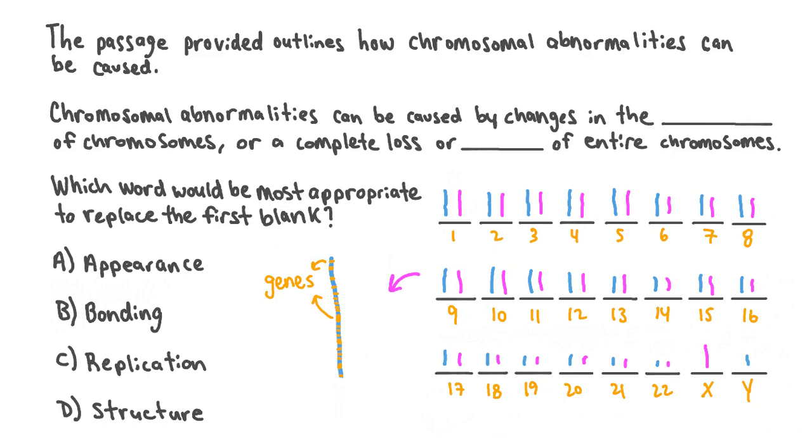If we take a closer look at one of these chromosomes, we can see that there are many genes within it. These genes are needed for the cell and for us to properly function. Chromosomal abnormalities exist in some individuals where parts of a chromosome are missing or duplicated. These kinds of structural changes in a chromosome can impact the genetic information on it and cause problems for the cell. Therefore, the word that is most appropriate to replace in the first blank in this passage would be structure.